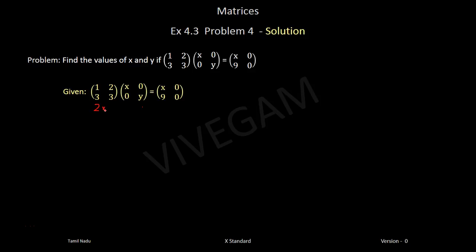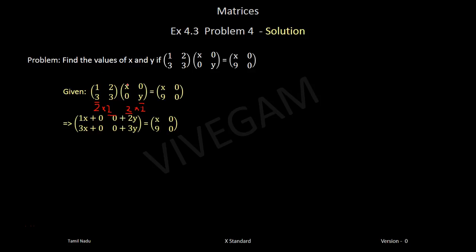You have to do a quick check mentally. This is 2 by 2 and this is also 2 by 2, right? So the matrix multiplication is defined and the resultant matrix will be 2 by 2, which is this 2 by 2 here. So everything is right. Now let's do the matrix multiplication.